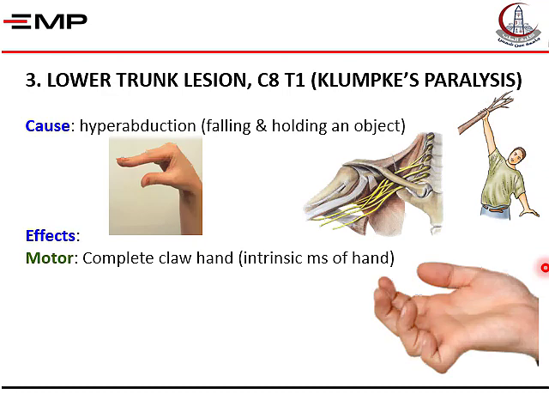The effect: C8 and T1 supply mostly the muscles of the hand. Muscles of the hand, as we will know later, are responsible for what is called the writing position. Writing position means flexion of the metacarpophalangeal joints and extension of the interphalangeal joints of the fingers. Imagine yourself holding a pencil and see how the writing position is.